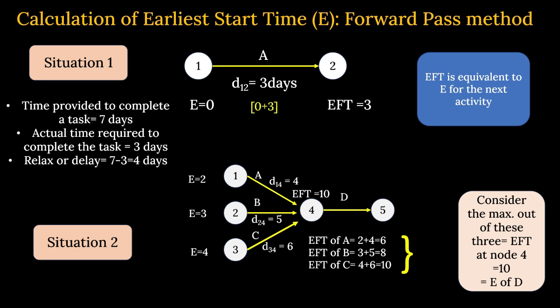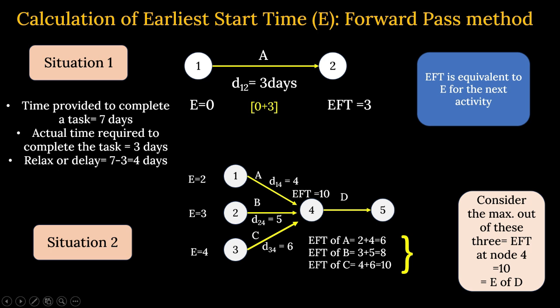So we calculate the earliest finish time of all these activities, whether 1, 2, or 3, coming to this node 4: the earliest start time plus duration, for each. Once you get these 3, you take the maximum, and that is the earliest start time for D from node 4. Clear?